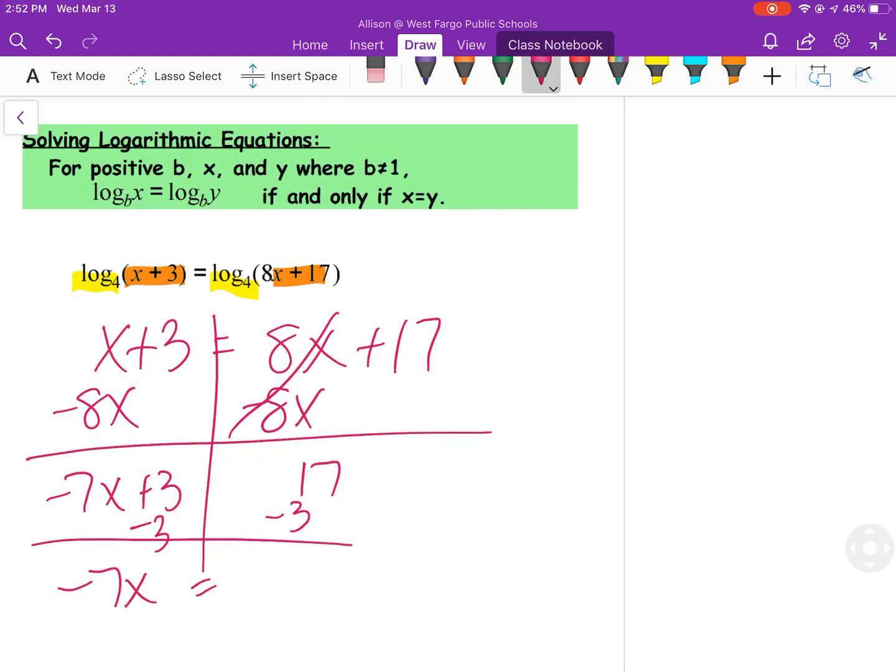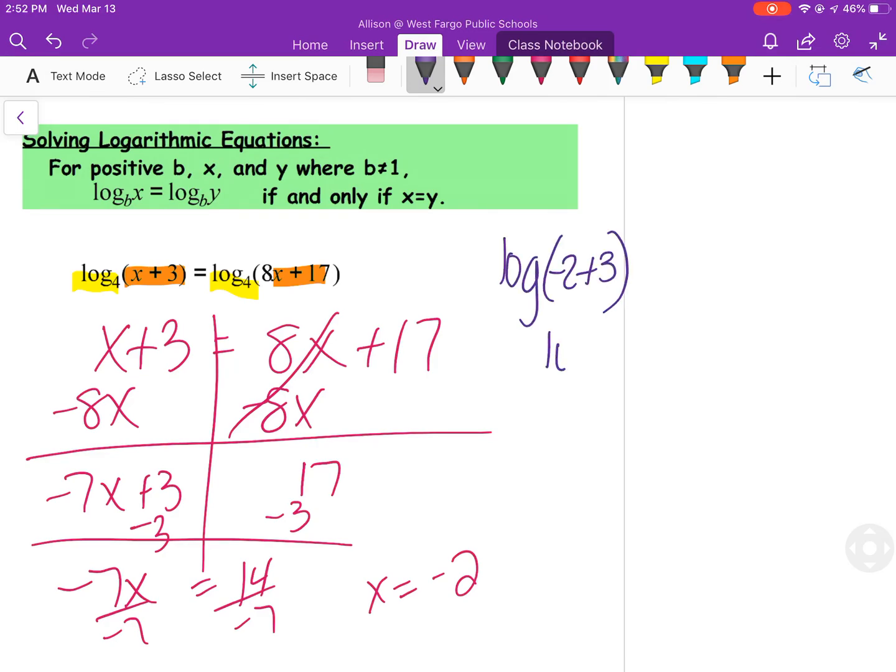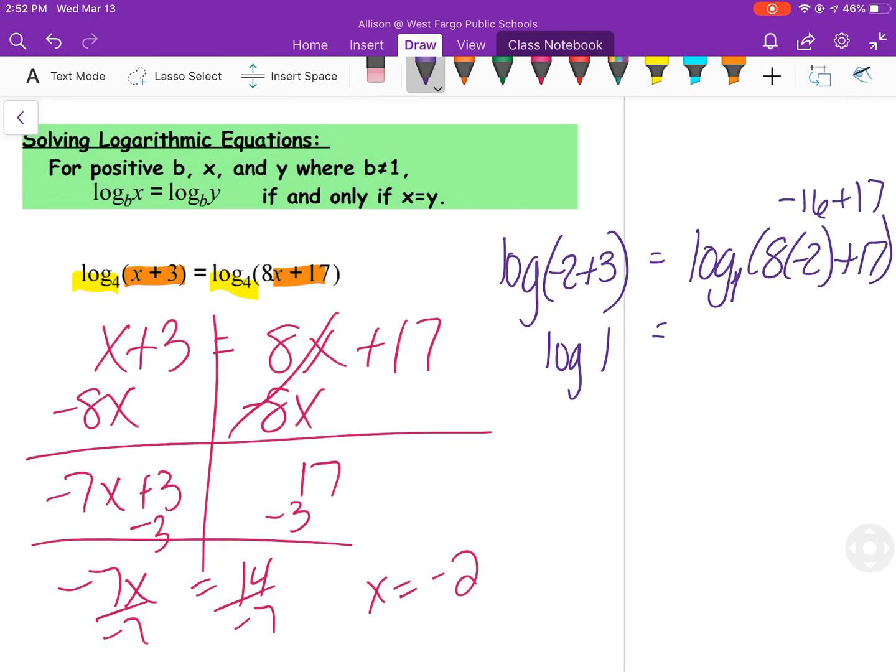Negative 7x equals 14. Divided by negative 7, I get x equals negative 2. Plug that back in. I'm going to get log of negative 2 plus 3, which is going to be log of 1. Does that equal log base 4 of 8 times negative 2 plus 17? That's going to be negative 16 plus 17, which is log base 4 of 1. So it checks out. Just checking for extraneous solutions.